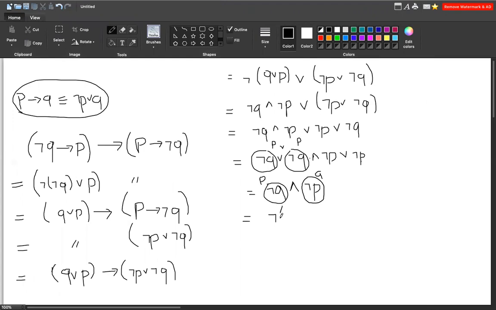So we can write negation of P, which is our Q, and then or it's going to be this P. Because if we open this up, it's going to be a negation of Q and negation of P. So this is going to be the simplified answer, although this answer can be expressed in different ways as well.